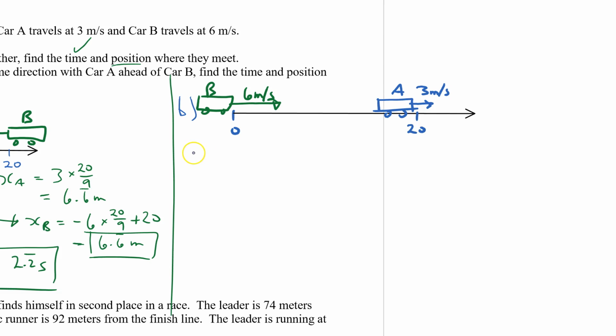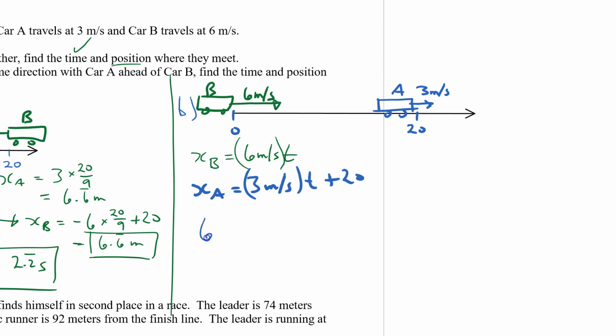I'll do the equation for car B first. Now it's going in the positive direction, 6 meters per second times time, and it starts at the origin. For car A, I'll go with the blue here: 3 meters per second times the time, plus 20. So the question is, when will they meet? Those two are going to be equal to each other. So I'm going to write 6t equal to 3t plus 20.